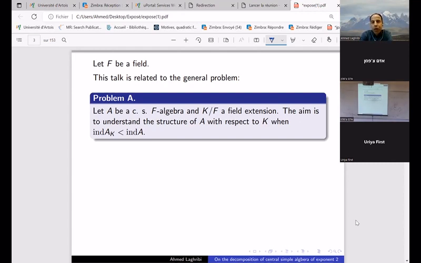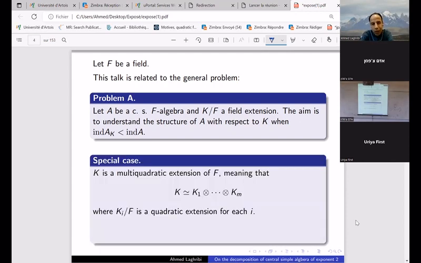For example, when K is the function field of a projective quadric, this is the index reduction theorem by Merkurjev. When K is the function field of a Severi-Brauer variety, I think the answer was given by Van den Bergh and Schofield. And the trivial case is a purely transcendental extension, where nothing happens, etc. But we are interested in the special case when K is a multi-quadratic extension.